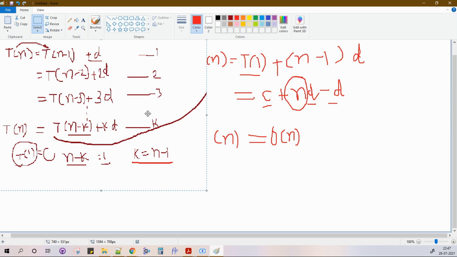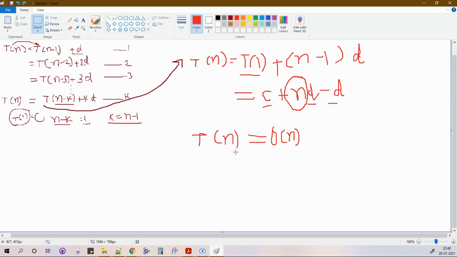Now we generalize at level k, right? At level 3 it is 3 and 3 here, so at level k it would be k and k here. This recursion will terminate, and level k is nothing but the last recursion call. If this is the last recursion call, then definitely n minus k equals 1, because T(1), when n equals 1, is order of c. So k equals n minus 1. I put everything back into the main equation, and I got the answer, order of n, right?